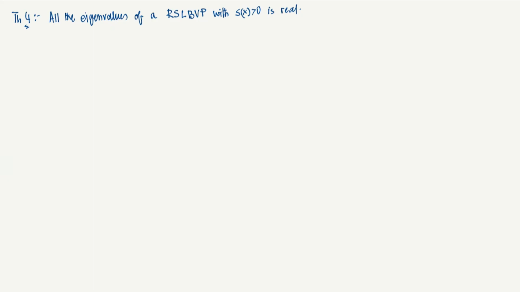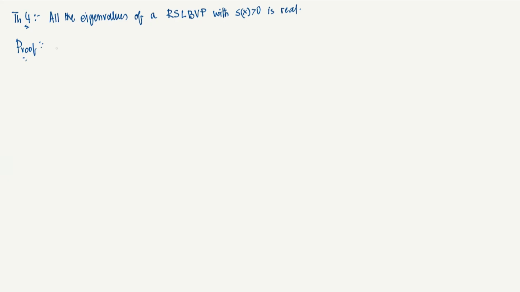This is the reason. All you need to see is whether the system is a regular Sturm-Liouville boundary value problem or not. If it is, then you can say that all the eigenvalues are going to be real. So let's look at the proof of this. The proof is very, very simple, again using Theorem 3, that L is going to be self-adjoint.